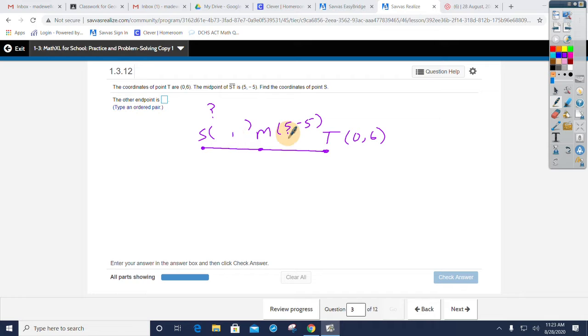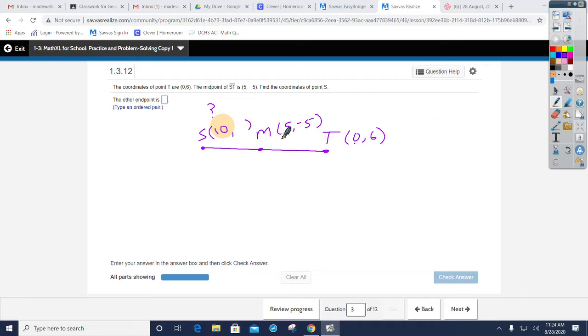So look at your X here. The X in the midpoint is 5. The X in the T is 0. How do you get from 5 to 0? All right. Going this direction, it is 5. So you would go 5 to the right. So we need to go 5 to the left. So we went down 5 from the midpoint to get to 0. So we need to go up 5 to get to the other X. So that would be 10. So if you go up 5 from 5, that would be 10.